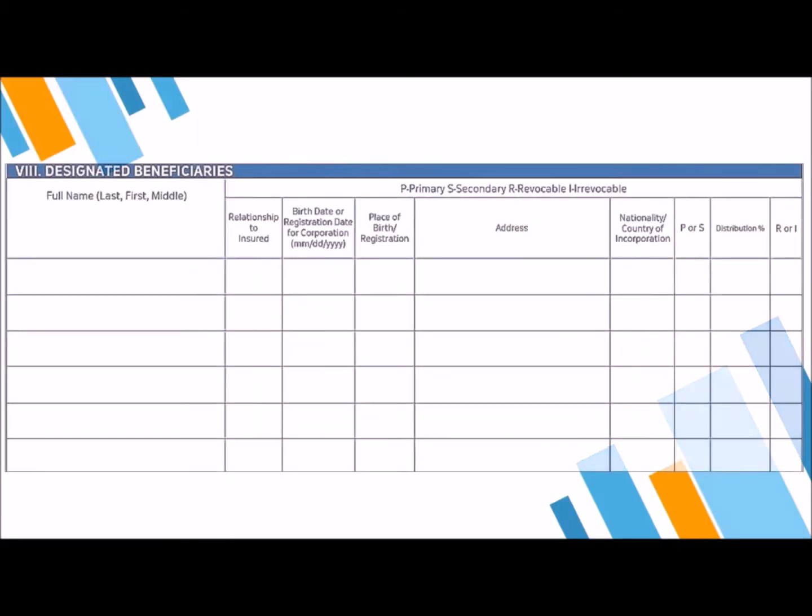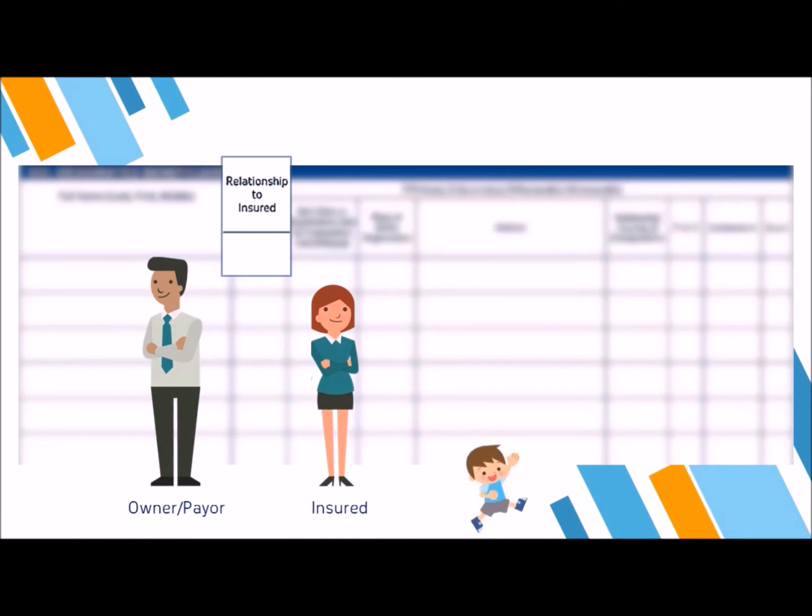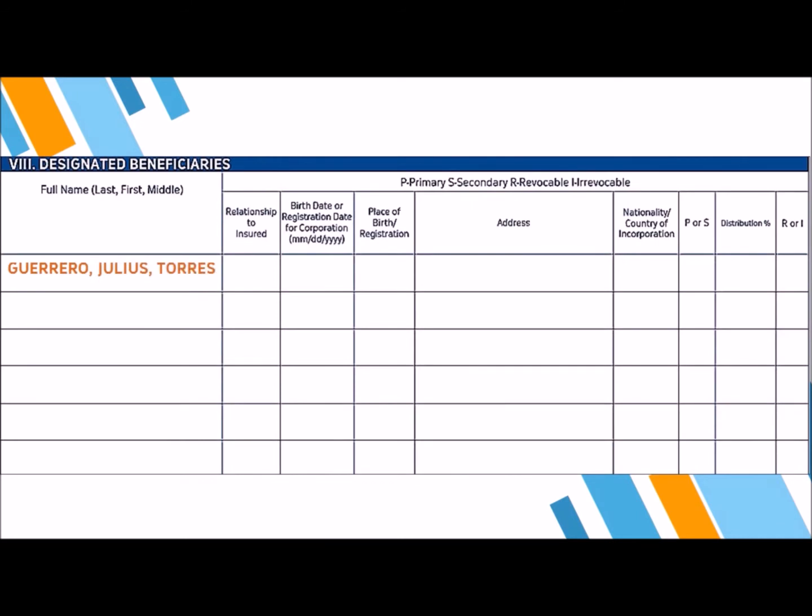When nominating a beneficiary on the policy, the beneficiary's relationship to the insured must be indicated on section number 8. For example, in this scenario, the father is the owner of the policy. The mother is the insured. They made their only son as the beneficiary to the policy. We then write son as the beneficiary's relationship to the insured. This is how we write it on section 8.